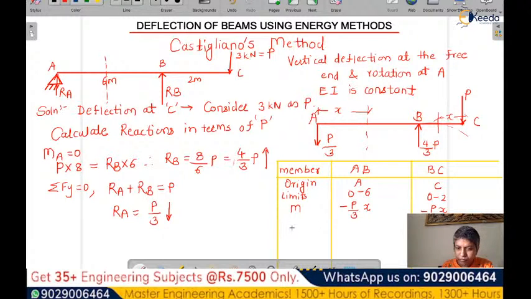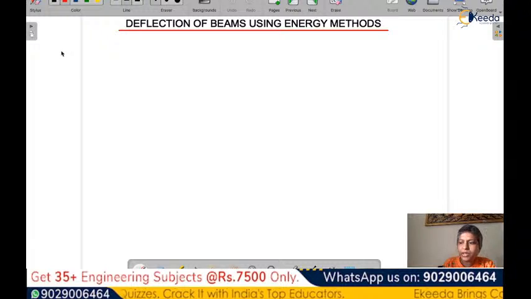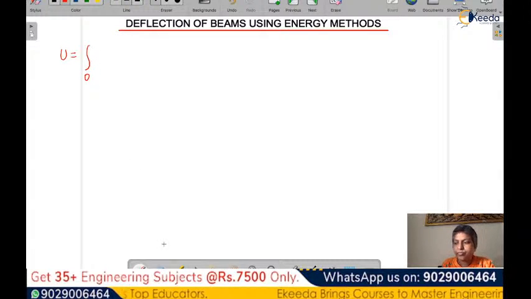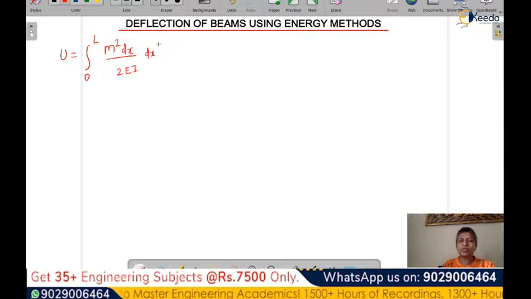Now here the flexural rigidity is given as constant. So EI is constant throughout. Once we are done with this, let's substitute these equations in the strain energy equation, like we started with in the class. So it is 0 to L, m square dx by 2EI. So this was our equation.